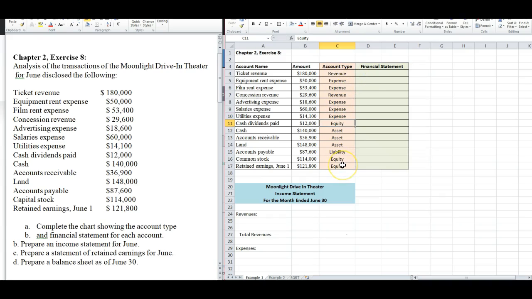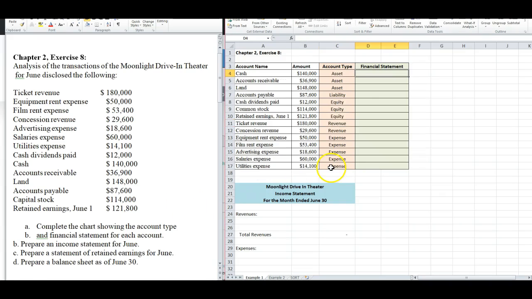We have everything mixed up between revenues, assets, liabilities. It's going to make it a little bit easier if we can sort it. So I'm going to sort it in the order of asset, liability, equity, revenue, and expense. Now we have it sorted into asset, liability, equity, revenue, and expense. We want to do our account types in that order because it's going to make doing financial statements easiest.